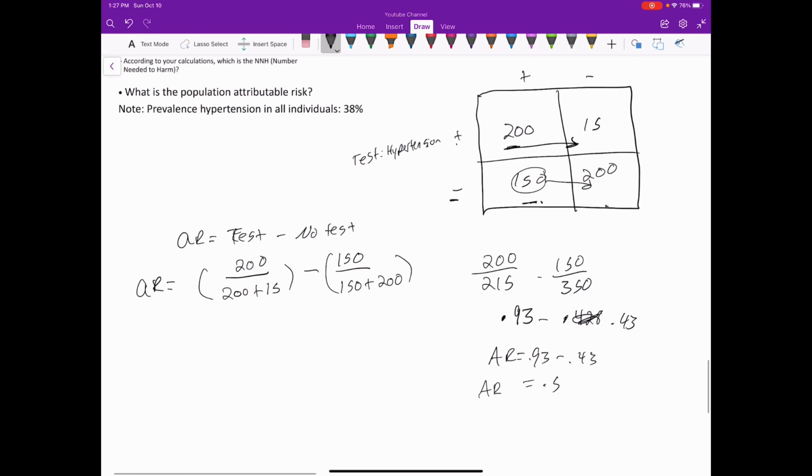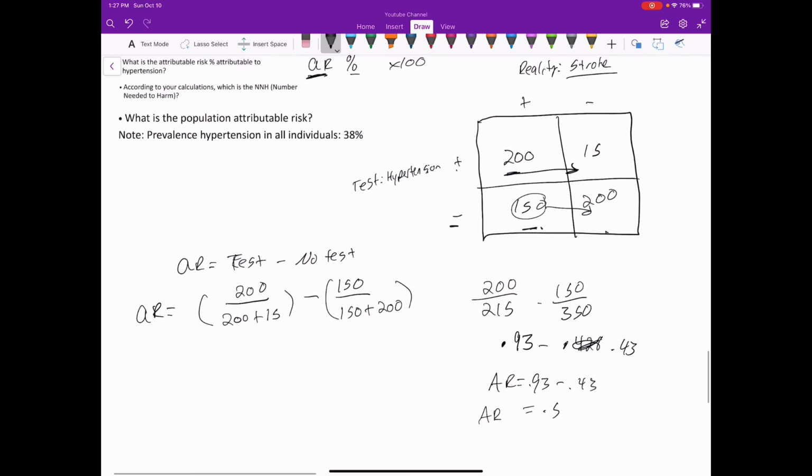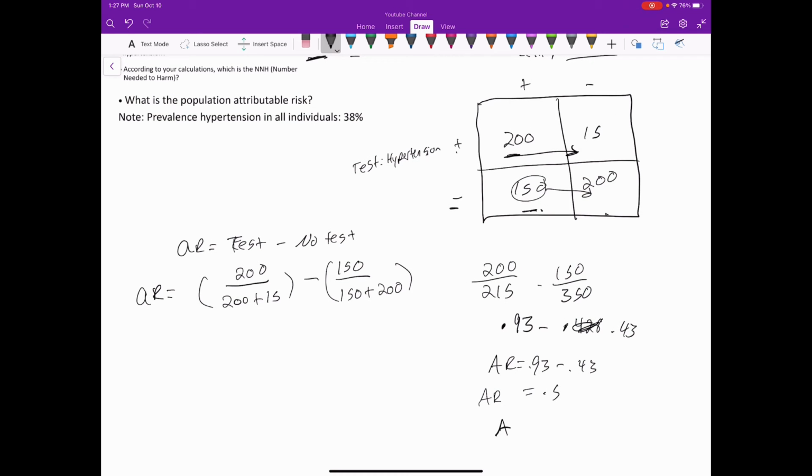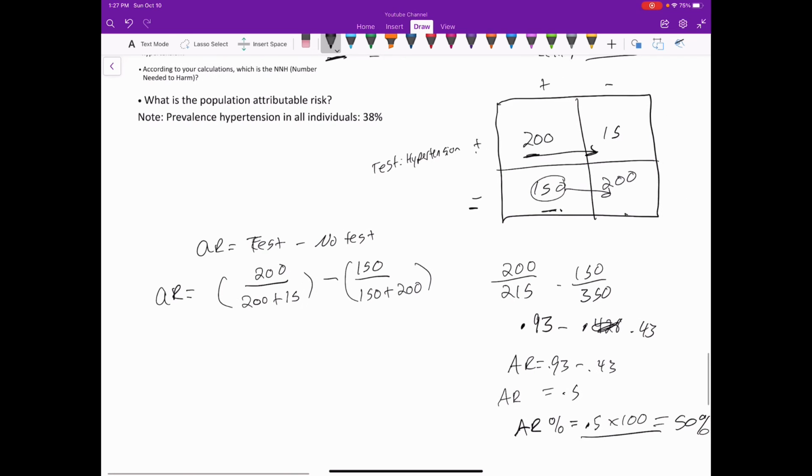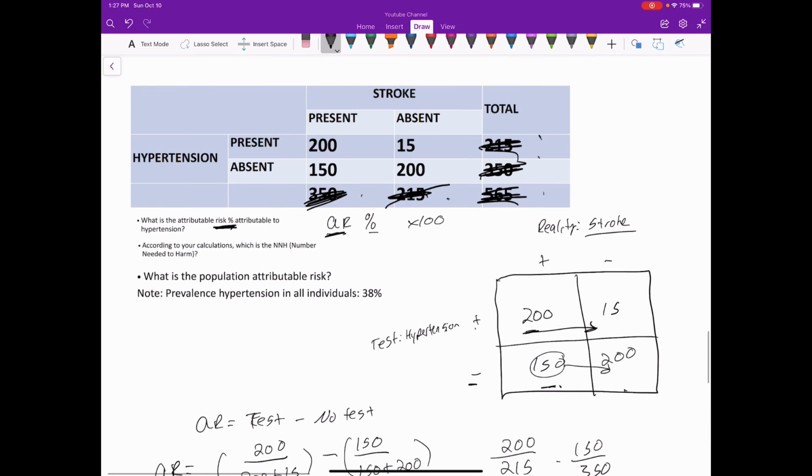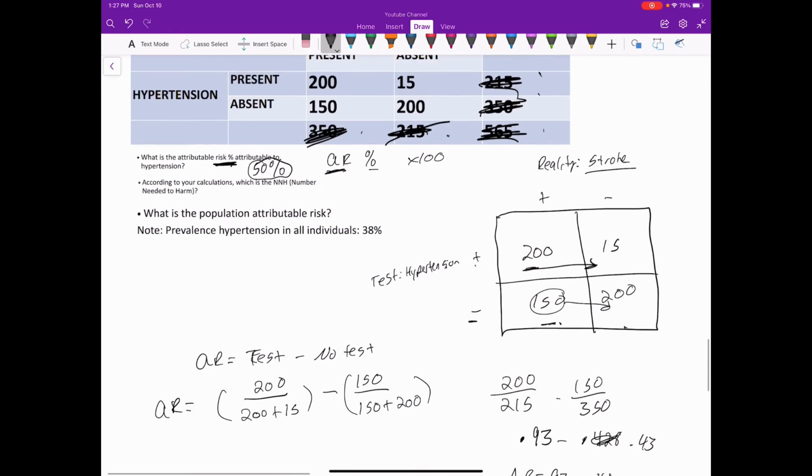But what do they ask us? Well, they asked us for the AR attributable risk percentage. So we're going to do AR percent equals 0.5 times 100, because we're working in hundreds here. That's how I like to do it. We're going to get 50%. So our attributable risk percentage is going to equal 50%. Boom. Not bad.